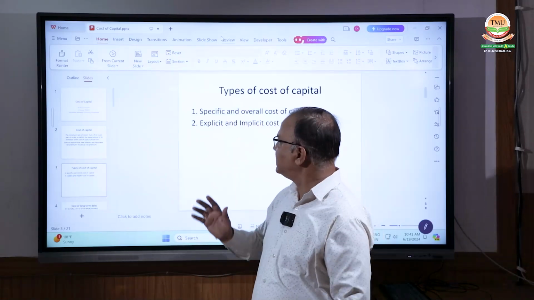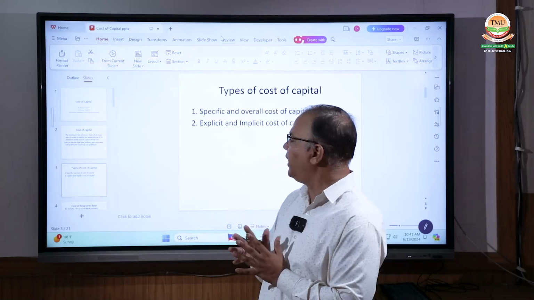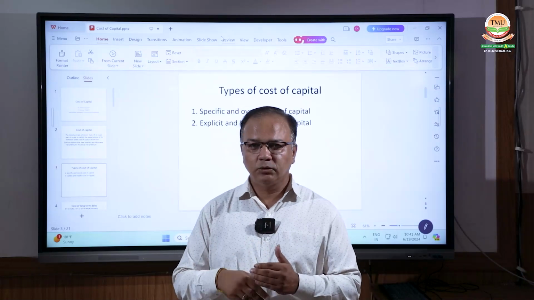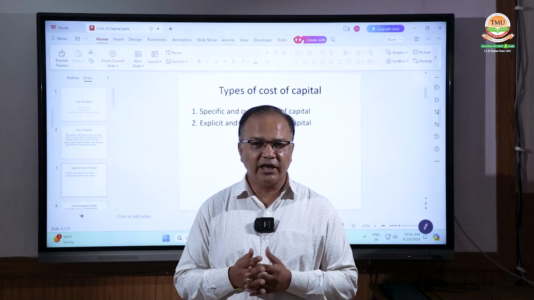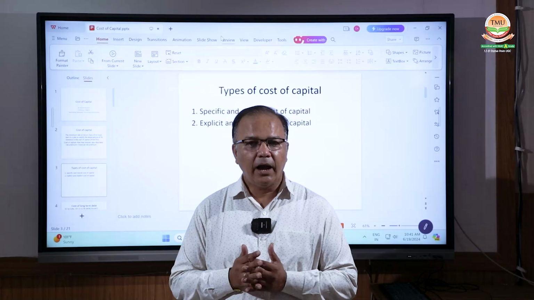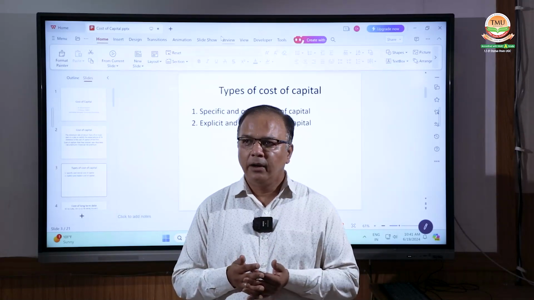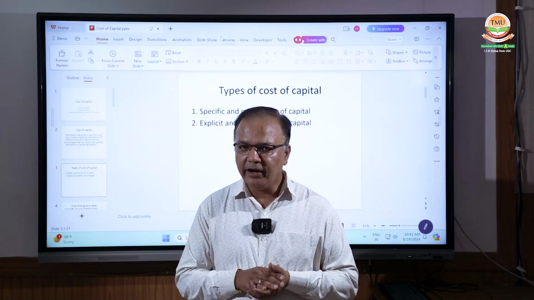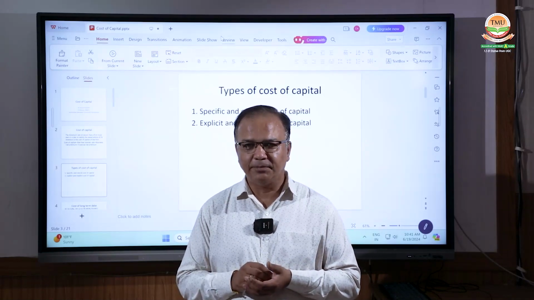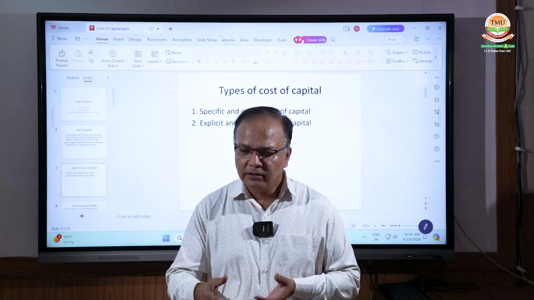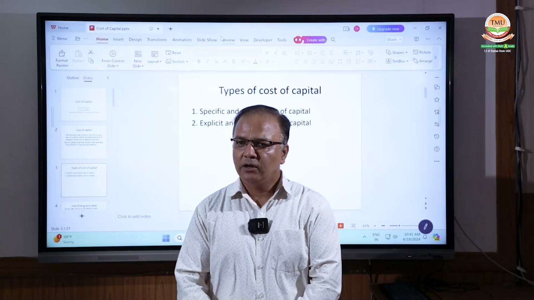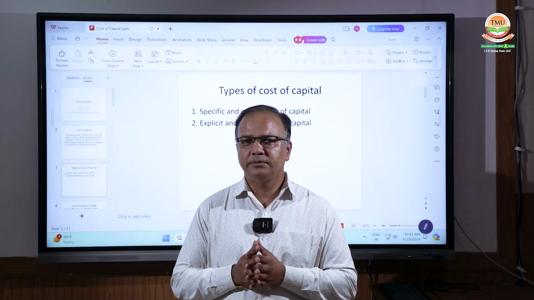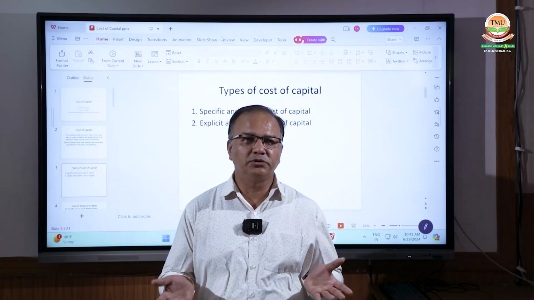Now, another thing is the explicit and implicit. Explicit means whenever we have to pay to an outside party, then this is the explicit cost of capital. For example, I am getting 1 crore rupees, and for getting 1 crore rupees, I have to issue debentures, and I am paying interest at the rate of 12% per annum. It means the amount is going outside to the debenture holders. This is the explicit cost. And implicit cost, you can say, is the opportunity cost.